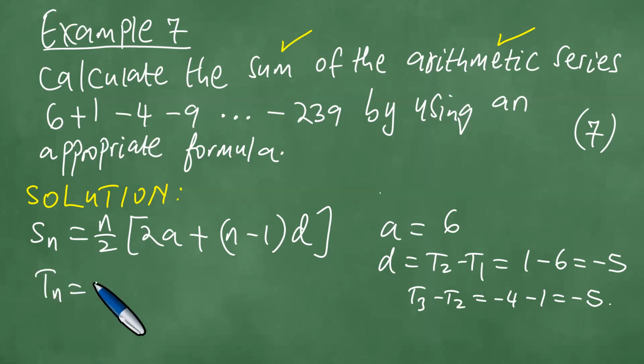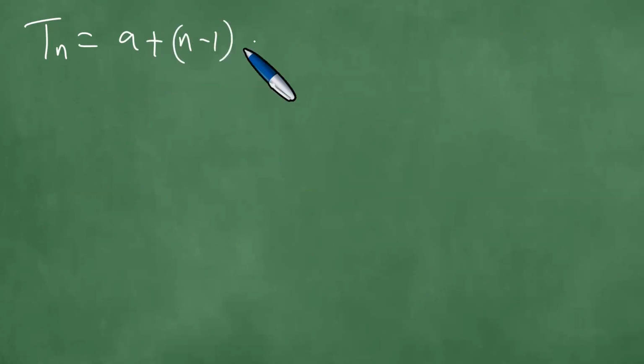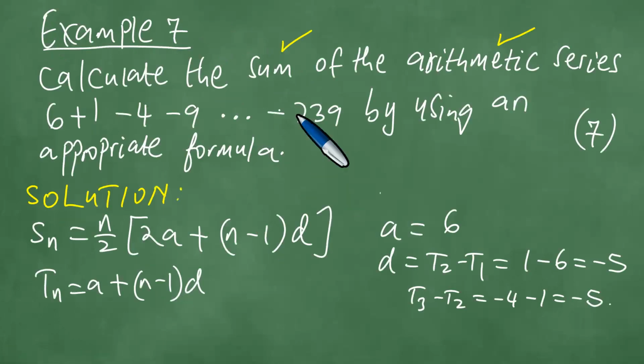It's Tn equals A plus n minus 1 into d. This is the formula that we're going to use because we know the last term. So in other words, if you use the formula Tn equals A plus n minus 1 into the common difference, at this point what do we have? We need to know what is the last term. The last one is -239.